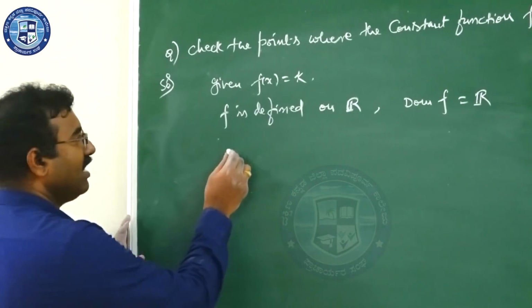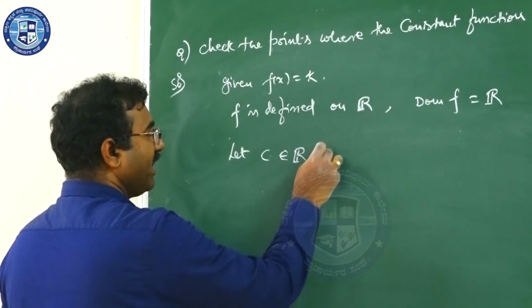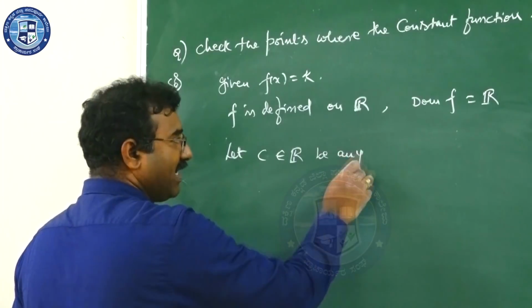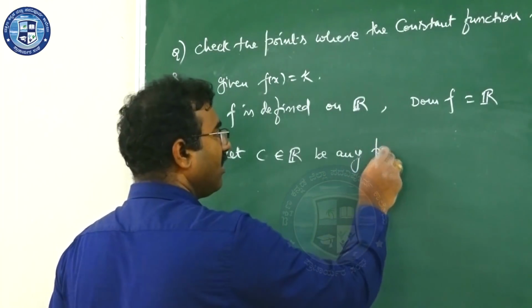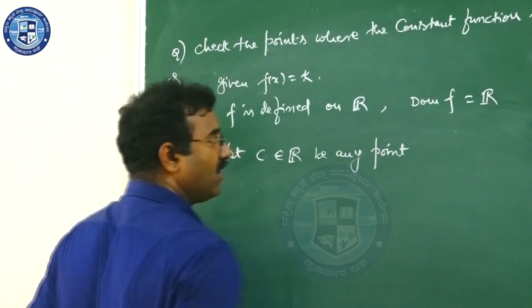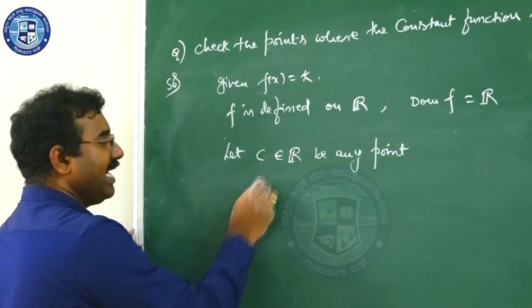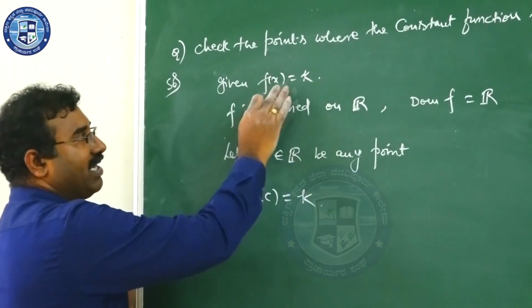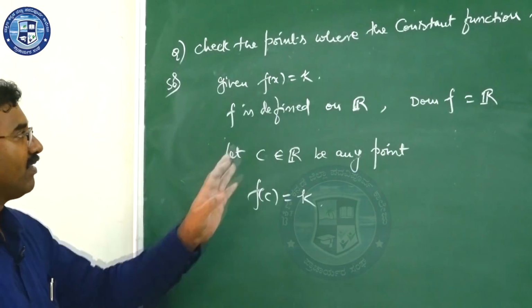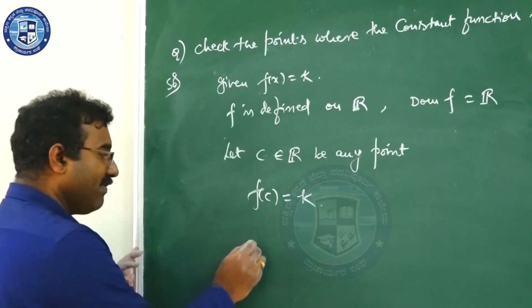Now what I do is, let c belong to R be any point I take. At some general point I am working now. Let c belong to R be any point. Then f(c) is what? It is k. Whatever it is, you substitute any value. f(c) is k. Function value, you got it, k. And then the limiting value.